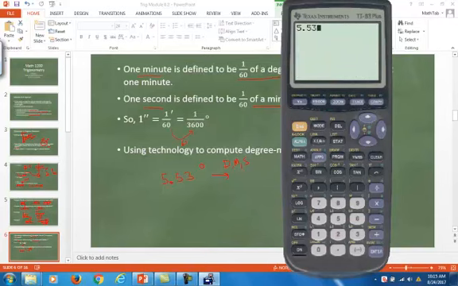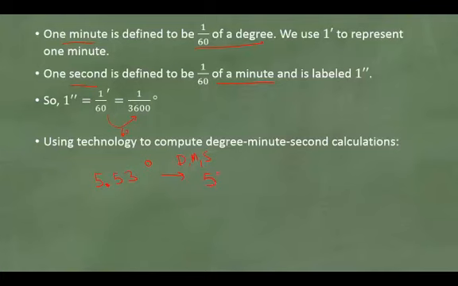So we have 5.53, and we're going to go to second angle here. There's a degree symbol there, we're going to use that. So 5.53 degrees, and again we're going to go to second angle. And there's a little button right there, number 4, that converts to degrees, minutes, and seconds. So we're going to hit enter. So this is 5 degrees, 31 minutes, 48 seconds. 5:31:48. So 5 degrees, 31 minutes, 48 seconds.